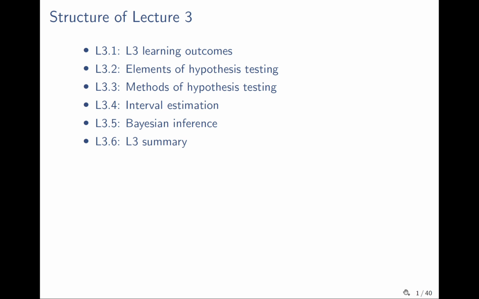There are 6 parts to the lecture. First, as usual, I will outline the learning outcomes. We will then look in part 2 at the key elements of hypothesis testing, followed in part 3 of the lecture by a review of specific methods that we use to test hypotheses. In part 4, we'll turn to the objective of interval estimation, and in part 5, I will talk about Bayesian inference. And then finally, in the final part of the lecture, part 6, I will summarise what we have learned.